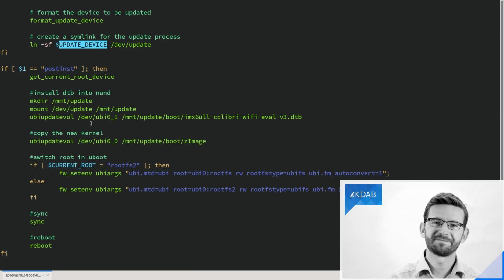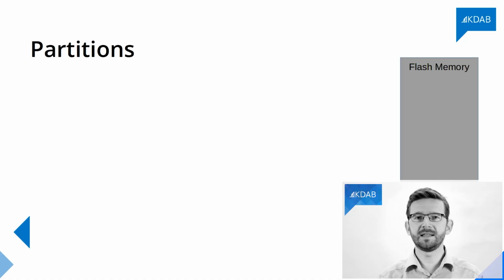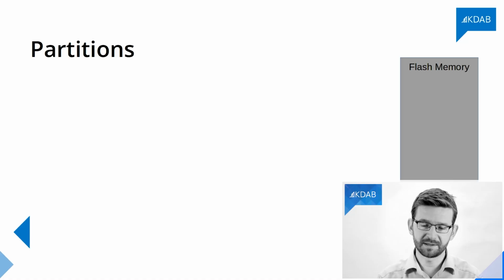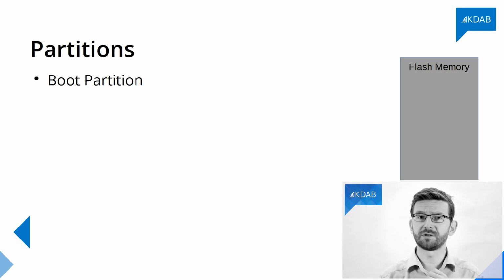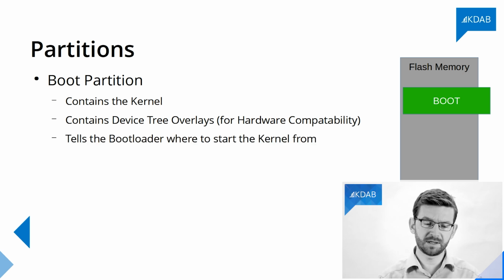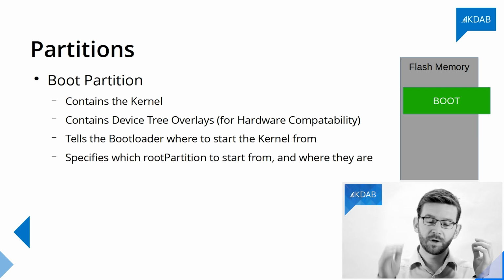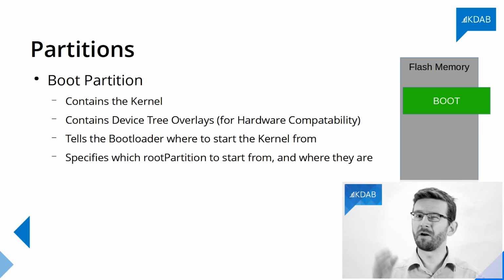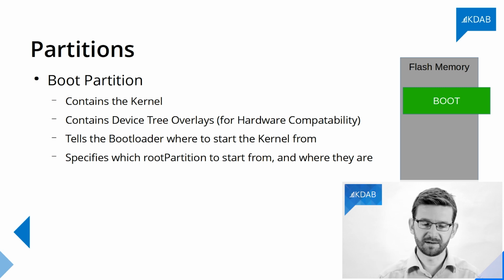Let's talk about partitions, which are so important in embedded devices. On the right side, you can see the flash memory of our device. This flash memory contains many partitions, for example, the boot partition. The boot partition contains the kernel, device tree overlays, which are important for hardware compatibility, and it tells the bootloader where to start the kernel from and which root partition to start from, where our actual data, our images, and all our applications are.